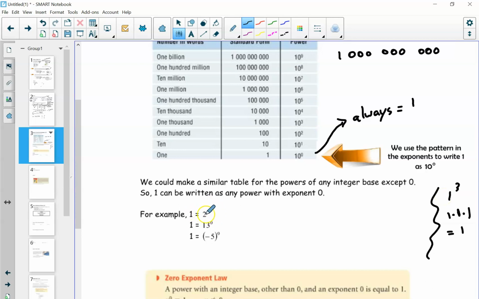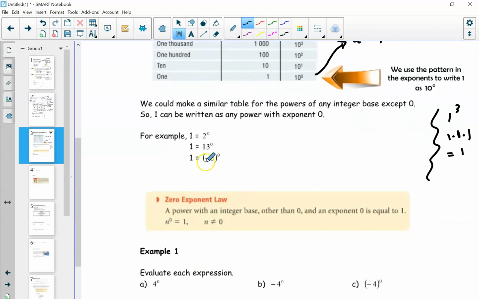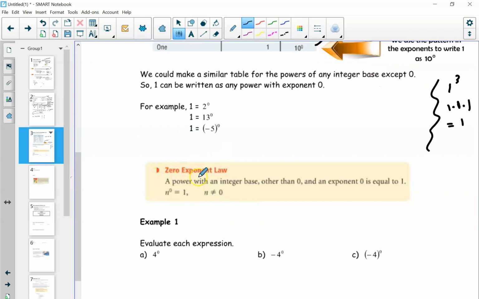Okay, so 1 equals 2 to the power of 0. 13 to the power of 0, it's 1. Negative 5 to the power of 0, it's 1. So it's always 1. The only thing you got to watch out for is those brackets. Okay? So there's the zero exponent law. A power with an integer base other than 0 and an exponent of 0 is equal to 1. So any one of these with an integer base, 2 is an integer, 13 is an integer, negative 5 is an integer, other than 0, well, these numbers clearly aren't 0, and the exponent clearly is 0, is always equal to 1.